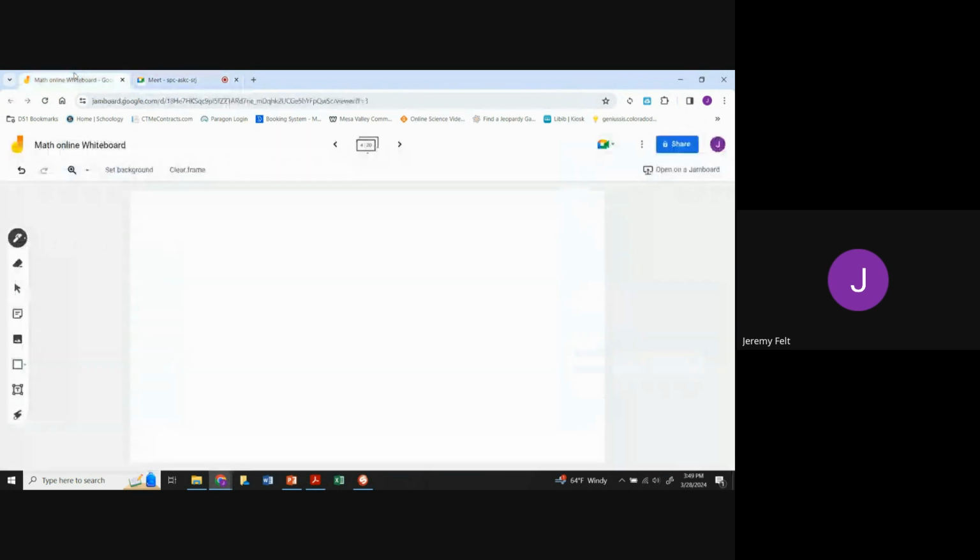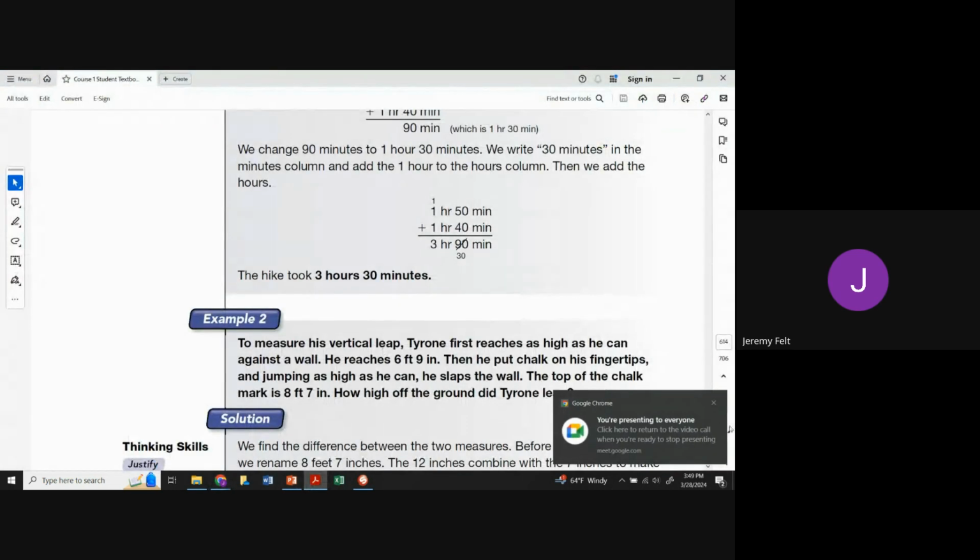Okay, looking at example 2. The measure is vertical leap. Tyrone first reaches as high as he can against the wall. He reaches 6 feet 9 inches. Then he puts chalk on his fingertips and jumps as high as he can and he slaps the wall.